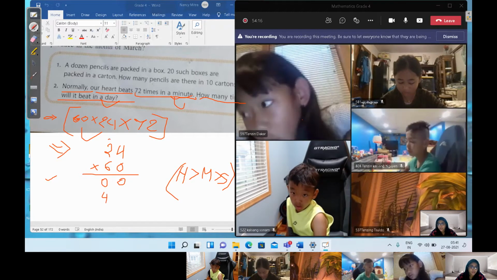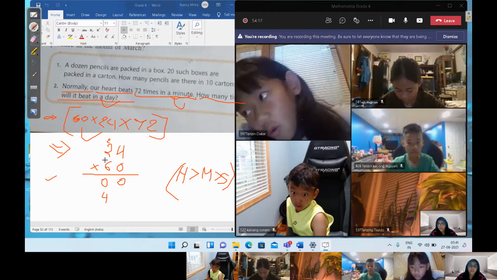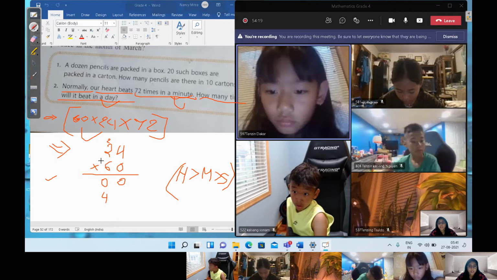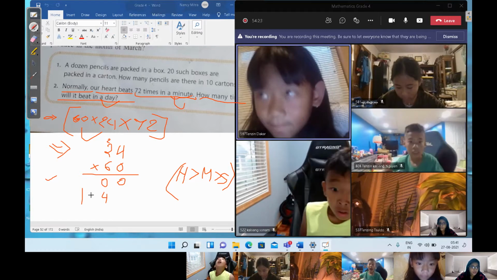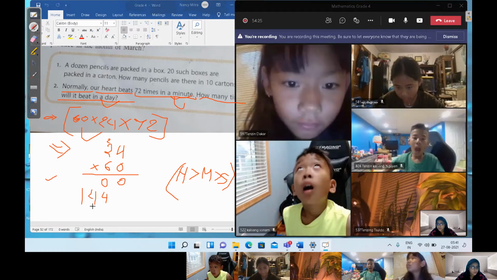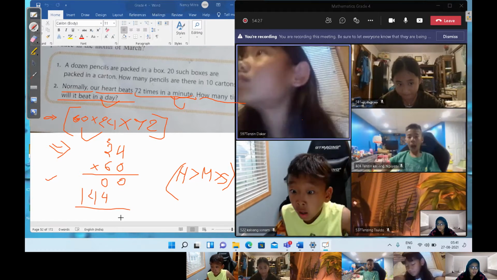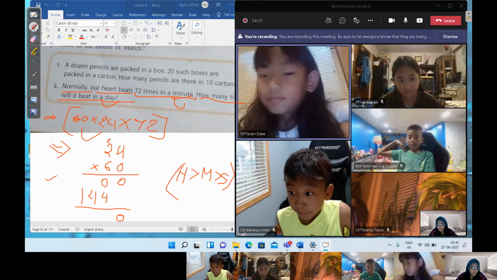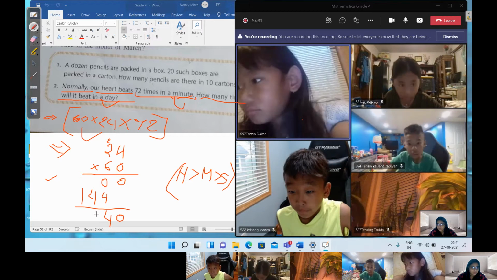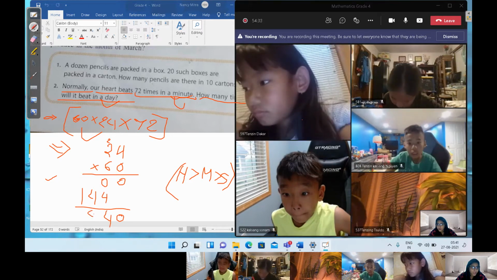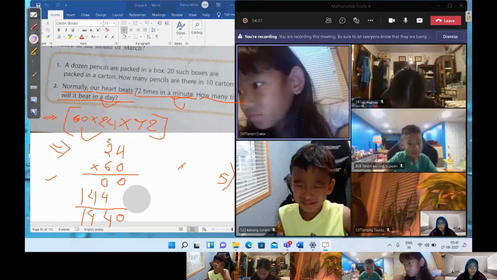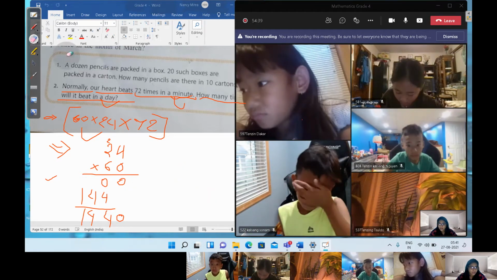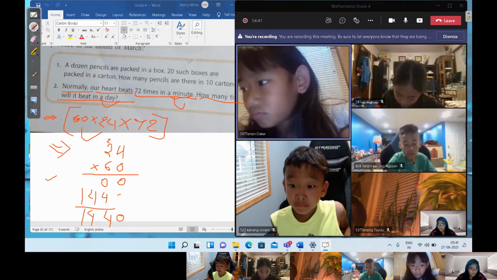Now again we have 2. 6 into 2 is 12. Yes or no? You have to add 2 more, it becomes 14. Now it becomes 0, 4, 4, and 1. So now you can see here.